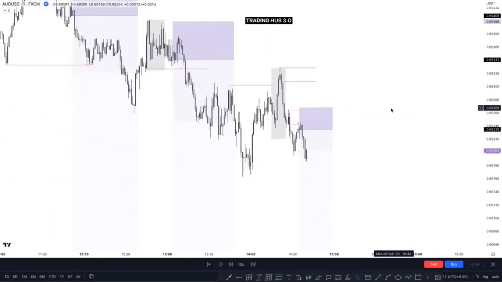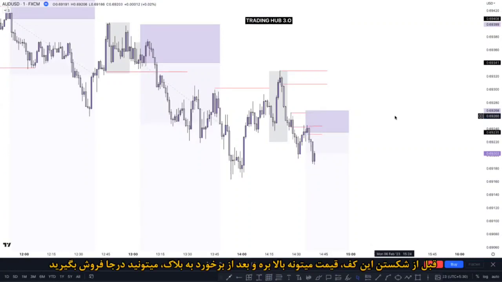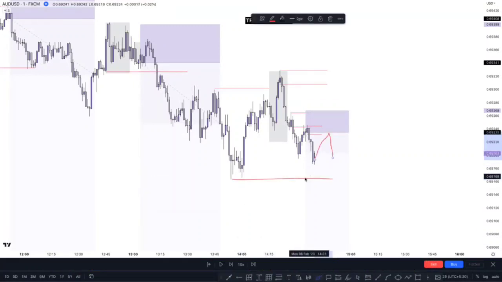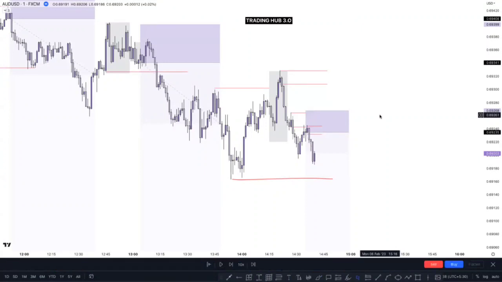All right. So this is our last candle, and this becomes our single candle order block here. So in future, before this low is broken, if the market continues higher, then you can sell. If the market breaks this low and then goes higher, then you don't need to sell here. We have to wait for additional confirmation based on the 15-minute time frame. Okay, so let's see what is happening here.